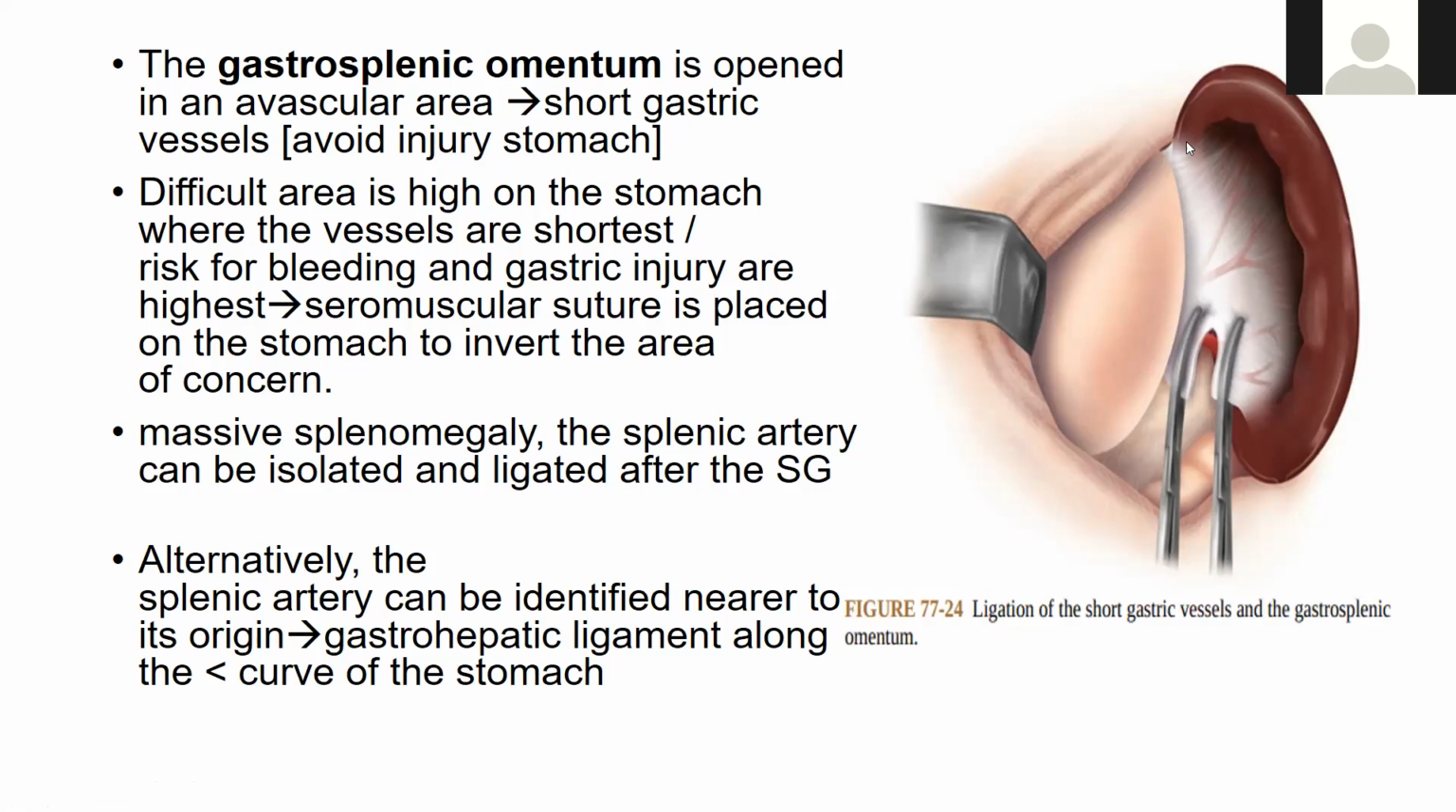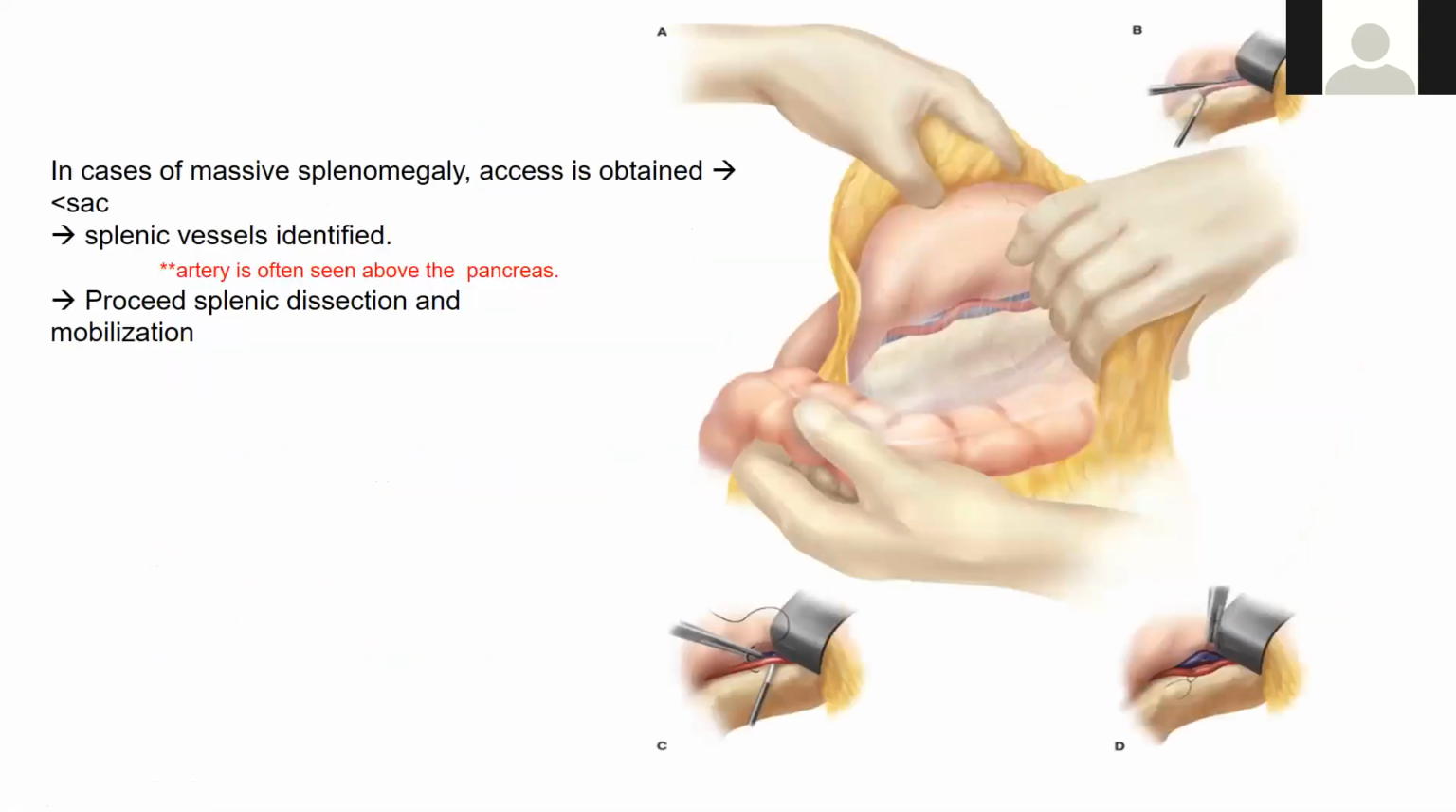And apart from that, in cases where you have massive spleens, they usually say that you move on to trying to find your splenic artery. And this can be located near the smaller, ligated vessels after your short gastric ligation. The splenic artery can be found either by going towards the gastrohepatic ligament and the lesser curvature of the stomach, or you can enter the lesser sac.